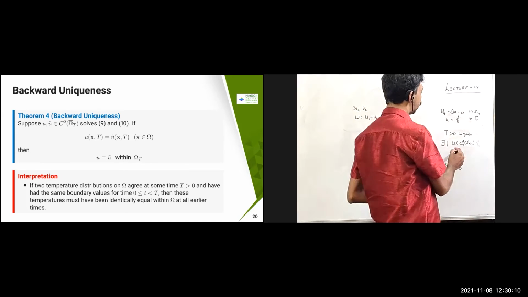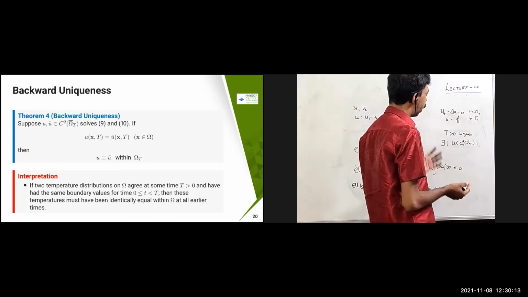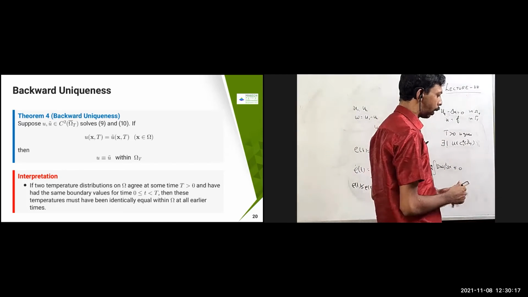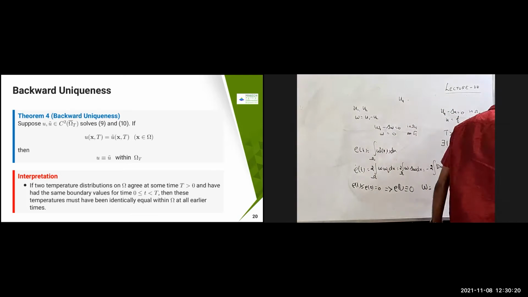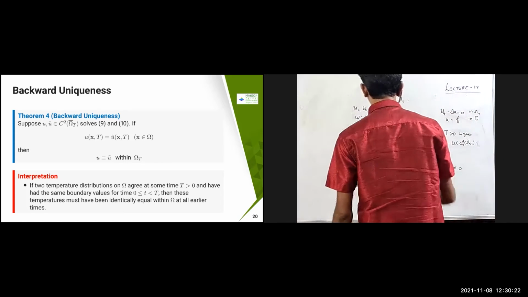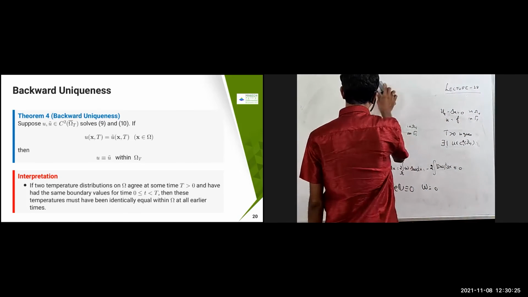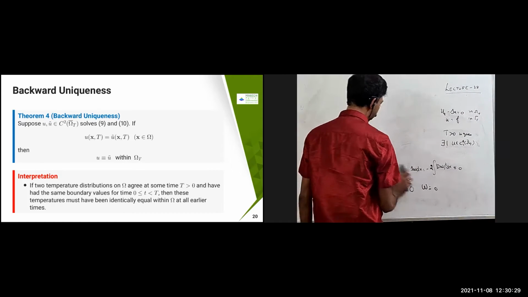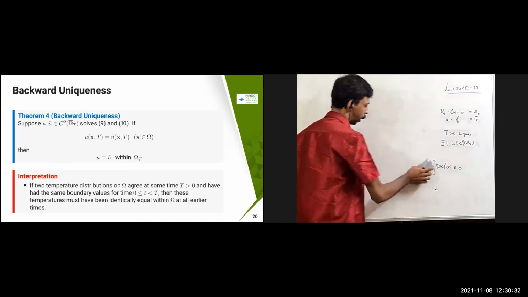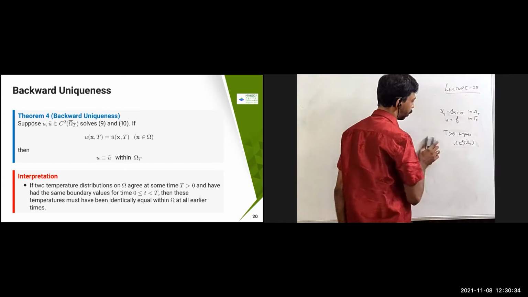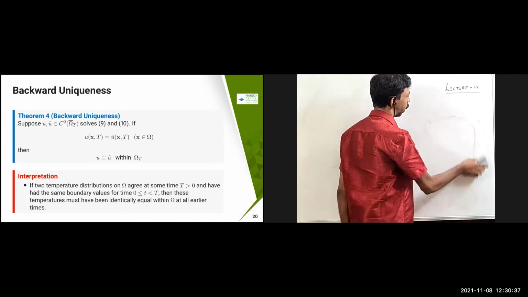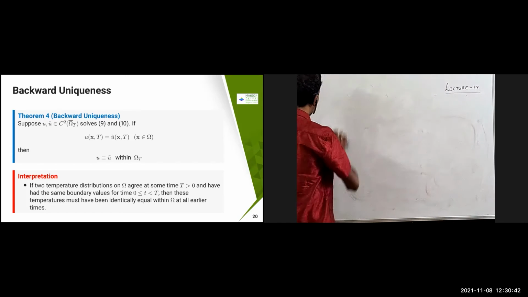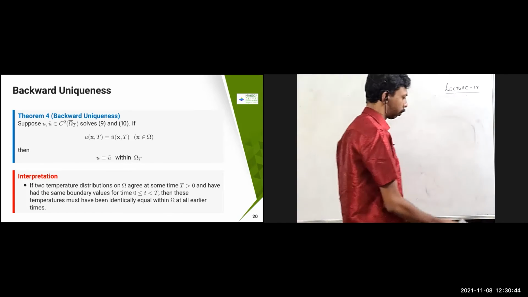So if at time t they are equal, that means they must be equal in the previous time steps also. That's what it is going to say. This has many applications in astrophysics, where they try to identify whether the Mars planet has died off, what its temperature was earlier, or what the sun's temperature was earlier. All these kinds of things, almost using the extension of this, they try to figure out. This is called backward uniqueness.